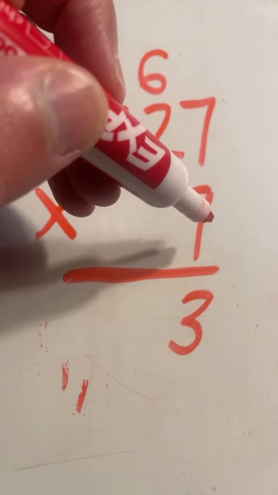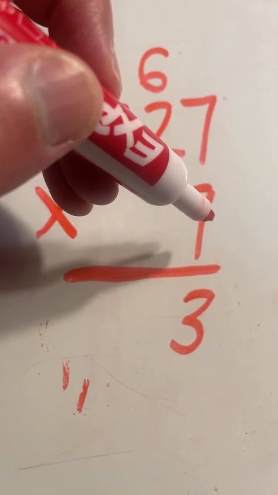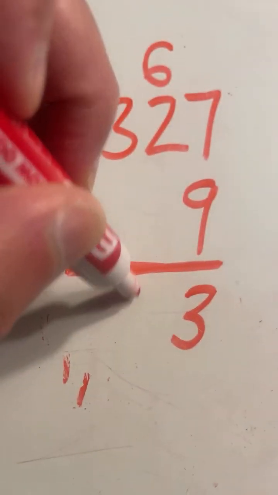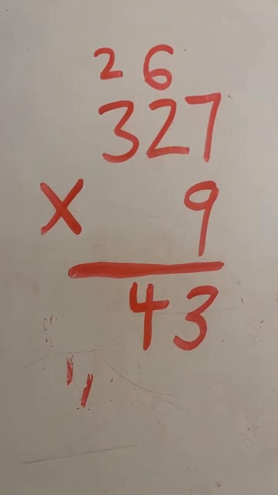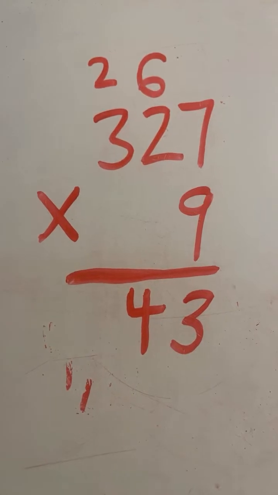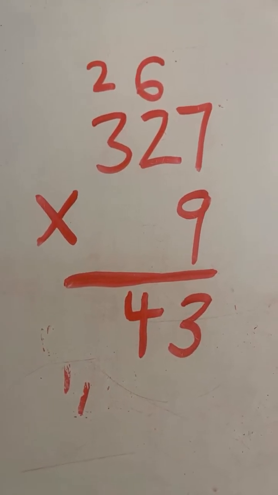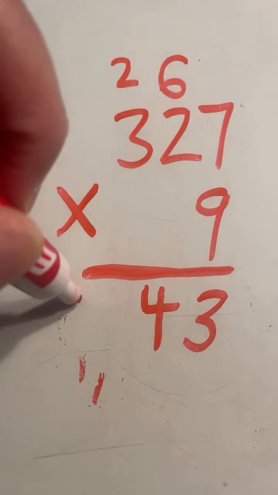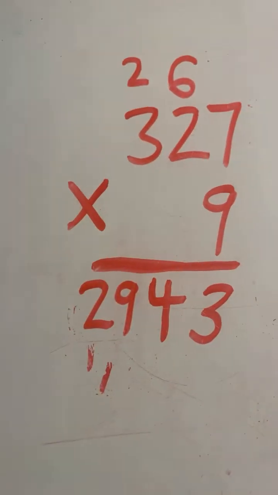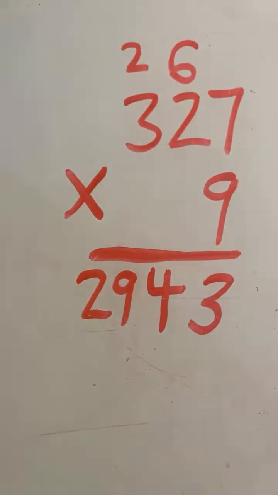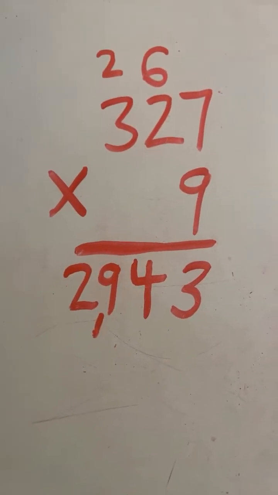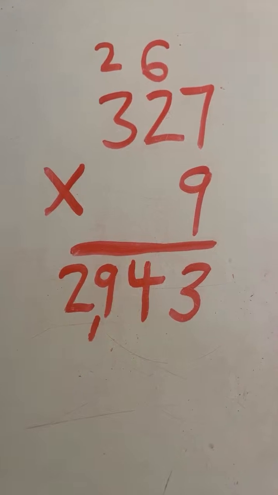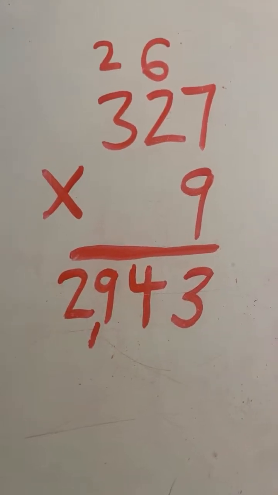2 times 9 equals 18. Plus 6 equals 24. The 4 in 24 goes in the tens place. The 2 gets carried over to the hundreds place. 3 times 9 equals 27. Plus 2 equals 29. And we have our final answer. 327 times 9 equals 2,943.